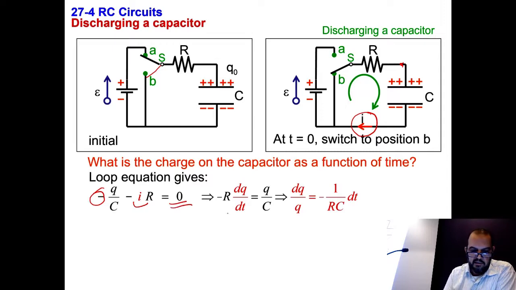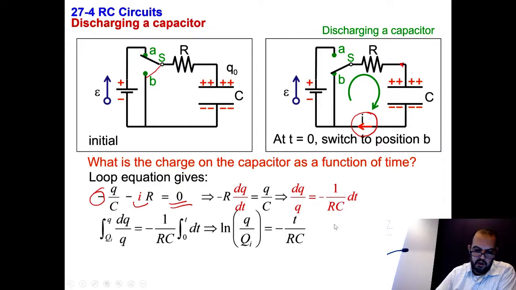Again, this is a differential equation. I can replace I by dq/dt. Now I can rearrange the terms: dq over q is minus 1 over RC dt. I can do the same trick as I did earlier. So if I take the integral of dq over q, it is equal to minus 1 over RC times the integral of dt.